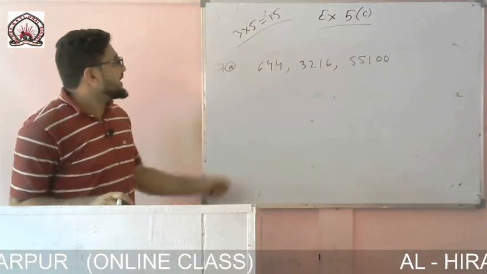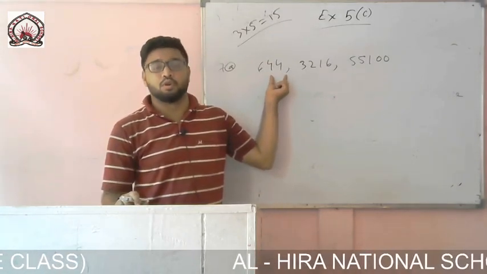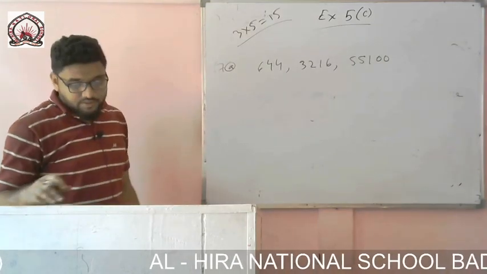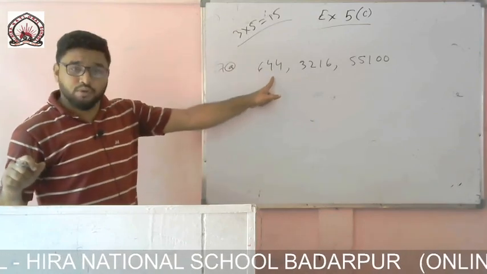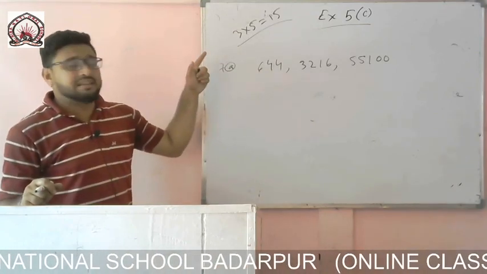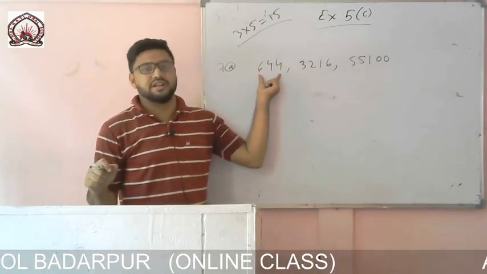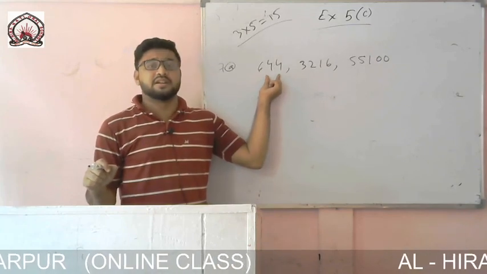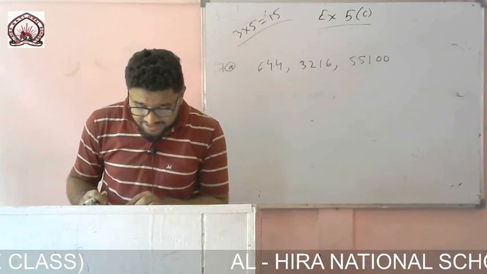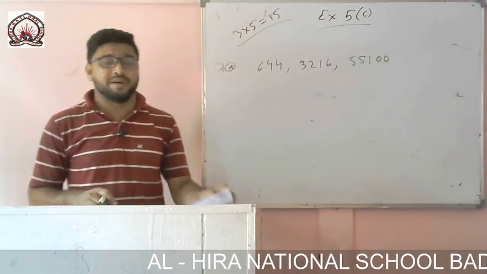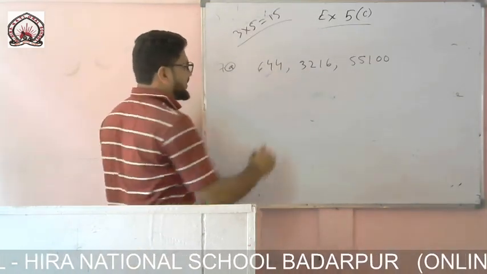To check divisibility by 4, we check whether the last 2 digits are divisible by 4. Here the last two digits, 44, are divisible by 4. But to check whether the number is divisible by 8, we take the last 3 digits. A number is divisible by 8 if the number formed by its last 3 digits is divisible by 8. So it is divisible by 4 but not divisible by 8.